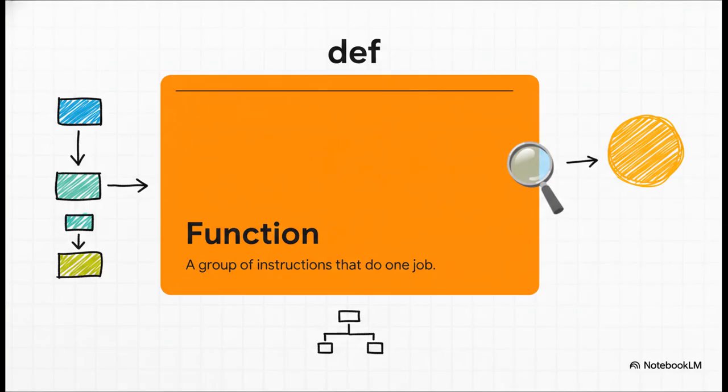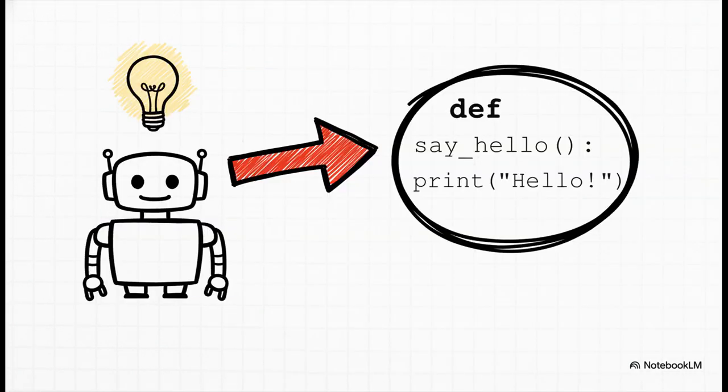So what is a function, really? It's actually super simple. It's just a named group of instructions that's designed to do one specific thing. Think of it like a little mini program that lives inside your main program, just waiting to be called into action. Okay, so making a function is basically a two-step deal. First, we have to define it. We use this little keyword, def, which is our signal to Python. It's like saying, hey, Python, pay attention. I'm about to teach you a new command. In this case, we're teaching it a command called say hello.